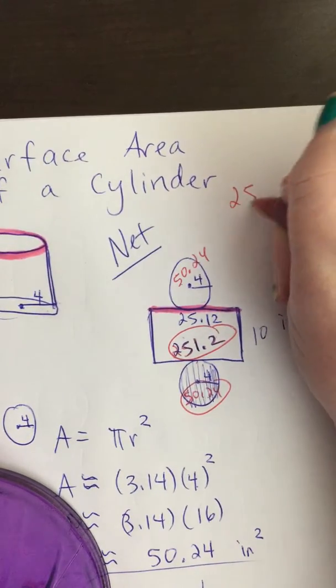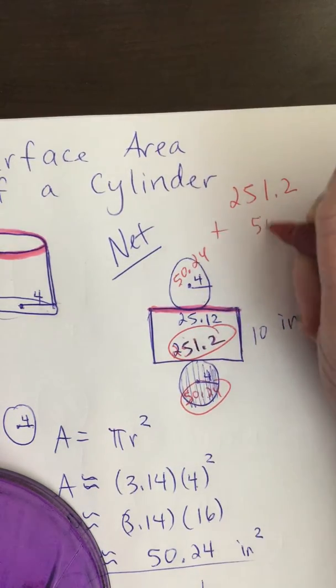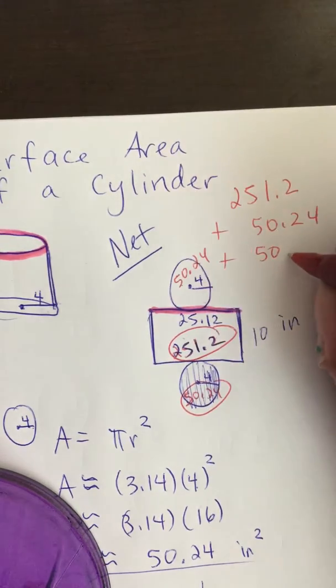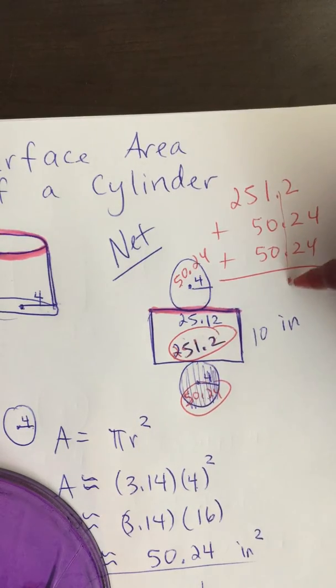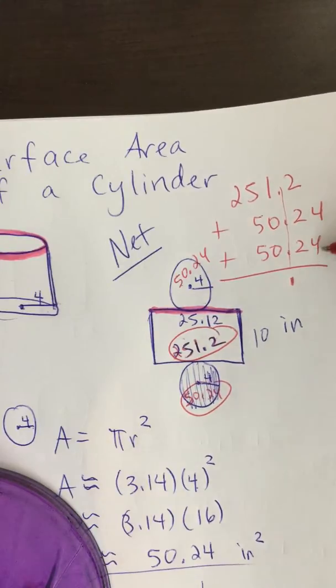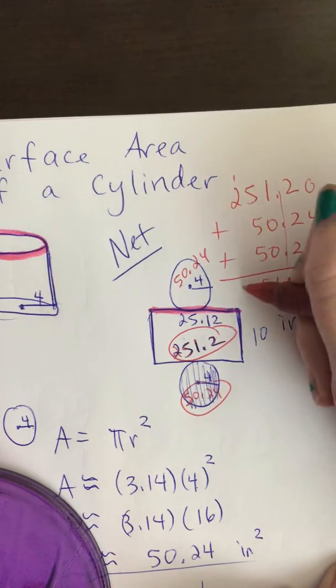So we have 251.2 plus 50.24 plus 50.24. Make sure your decimals line up. The reason you line up your decimals is because these are all whole numbers, and these are all decimals, parts of things. So let's add a little 0 here. 0 plus 4 is 4, 4 plus 4 is 8. 2, 4, 6. 1 plus 0 and 0 is 1. 5, 10, 15. Carry the 1. 2 plus 1 is 3.